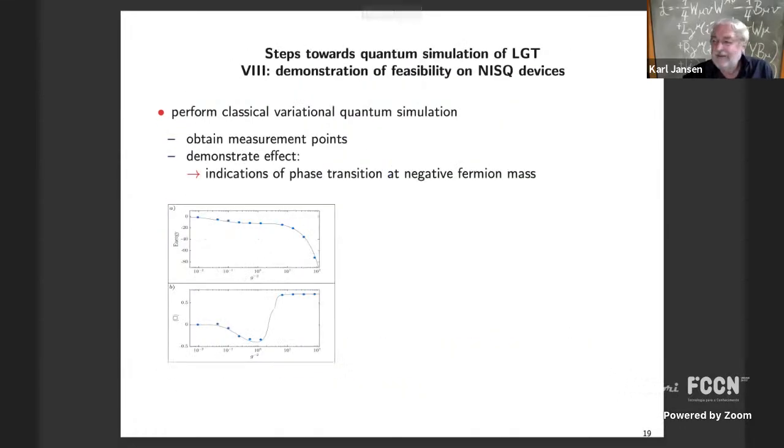Okay, do you have questions up to here? Because the next part would be 3+1 dimensional U(1) with a topological term.